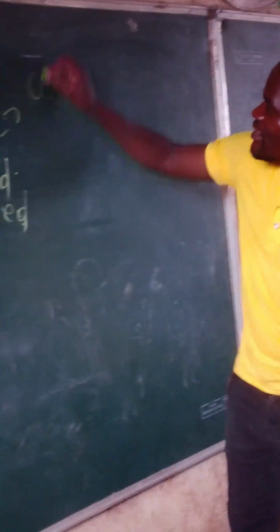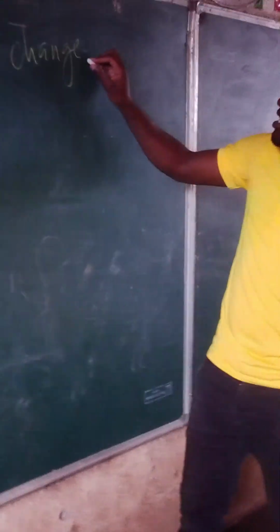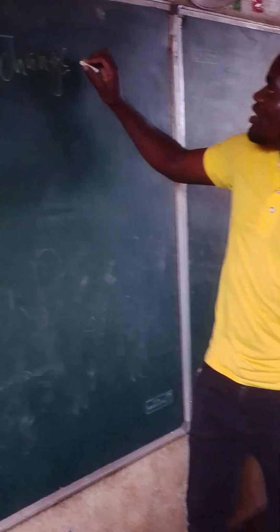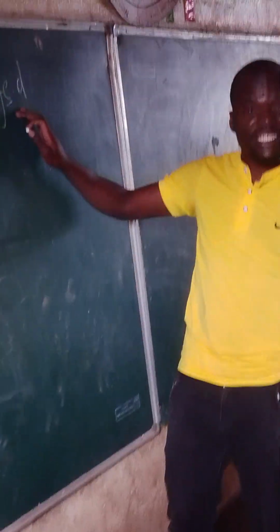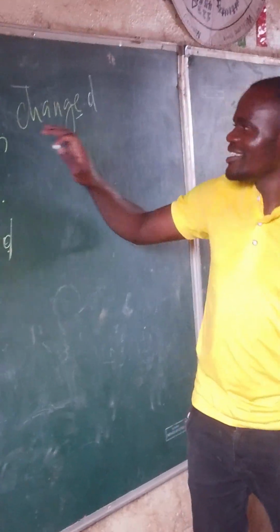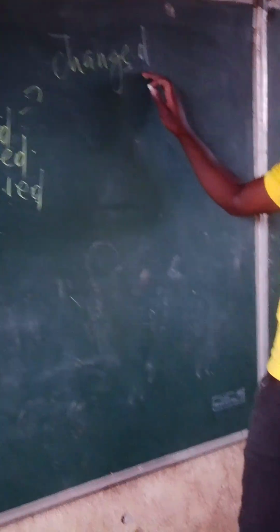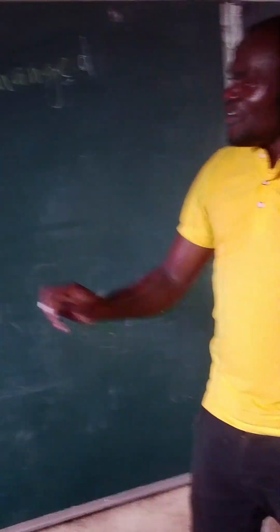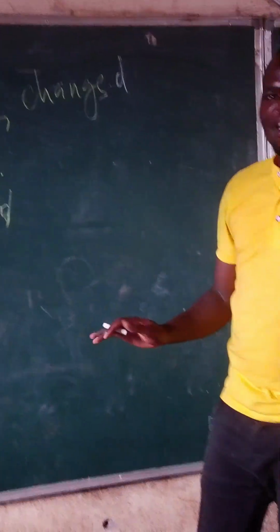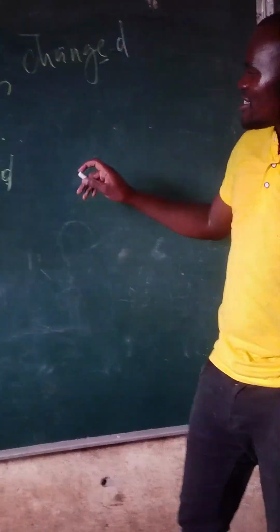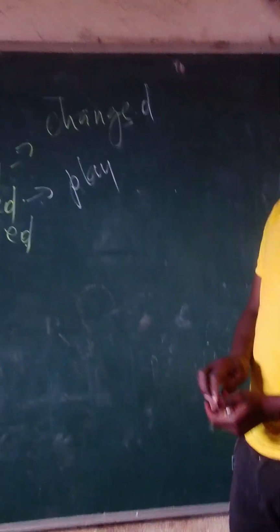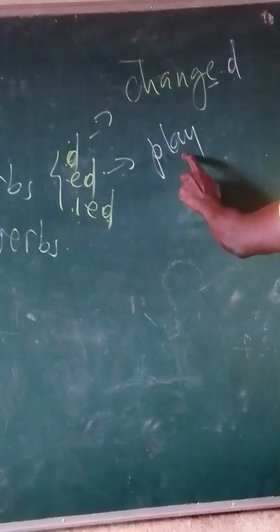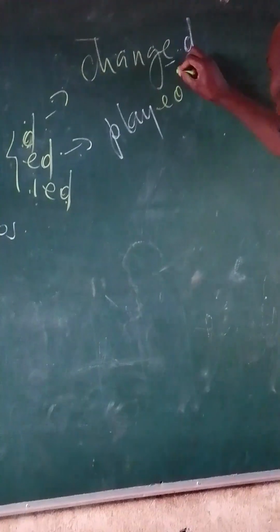Example, we can see here change. Because this verb ends with e, we are going to add d to form the past. Then the past of this verb to change is changed. Repeat after me. We also have verbs where we add ed to form the past, like play. To form the past of the verb to play, we say played.